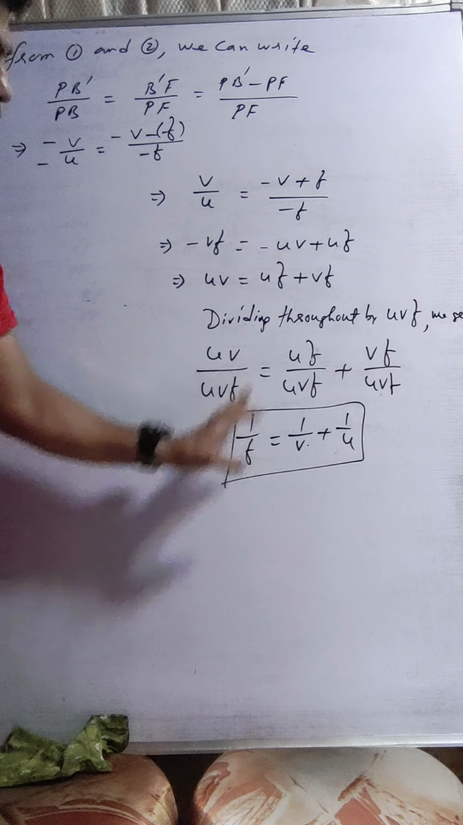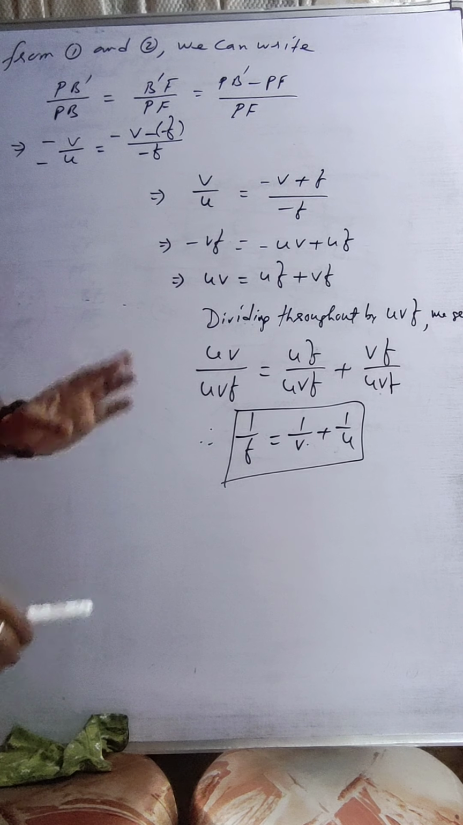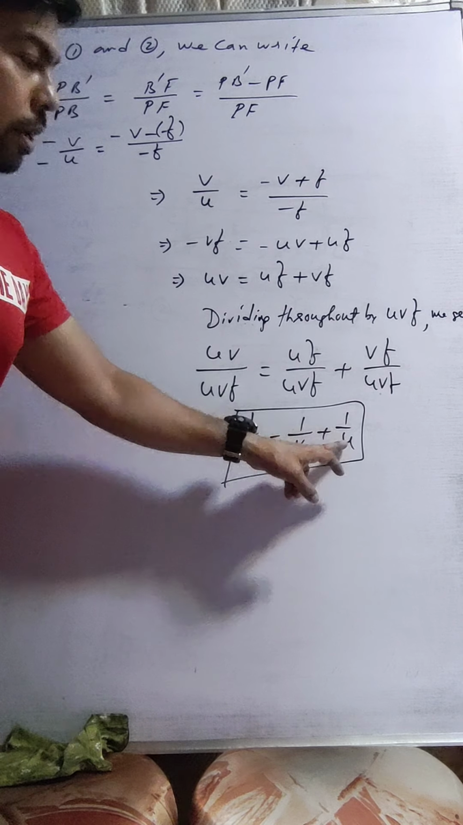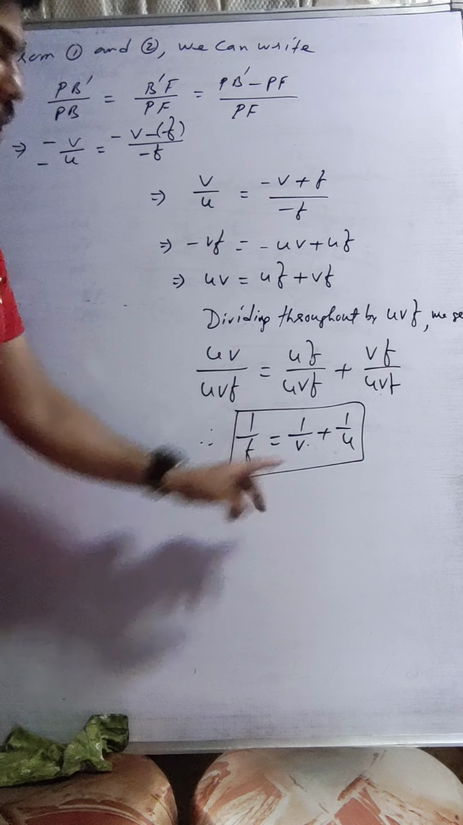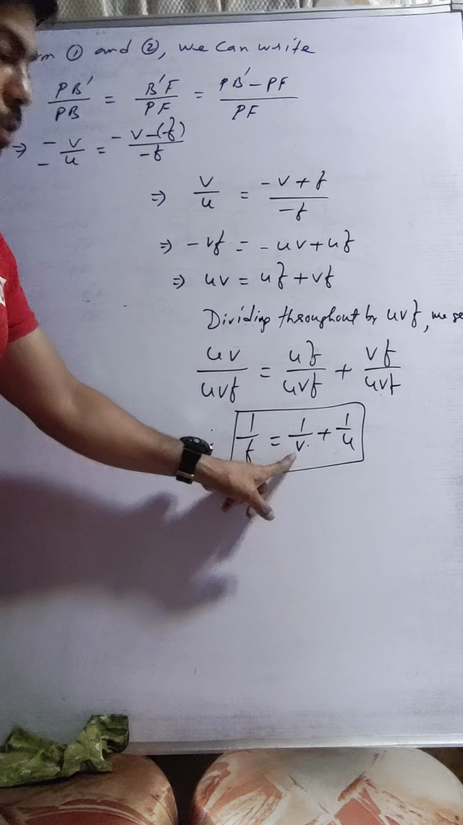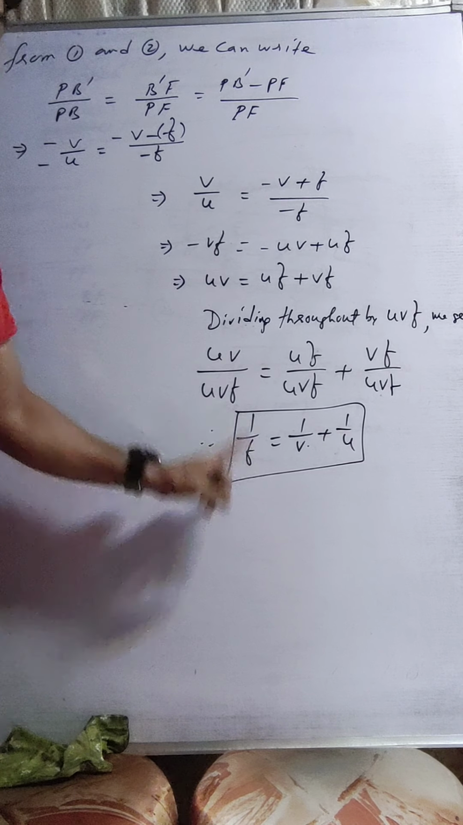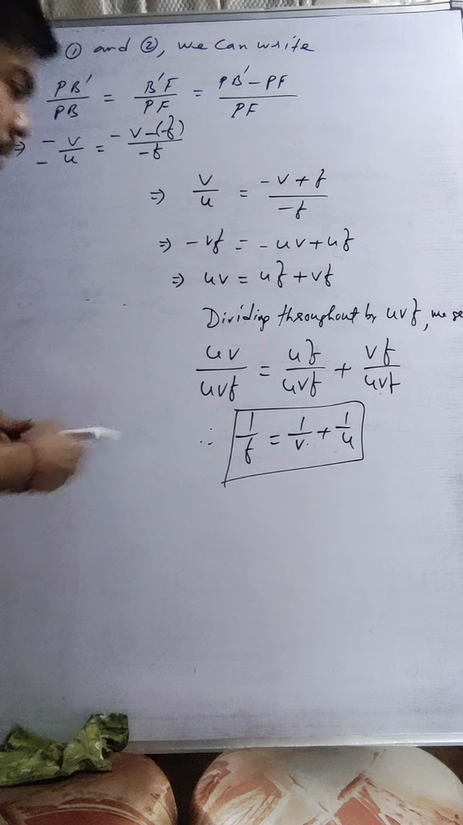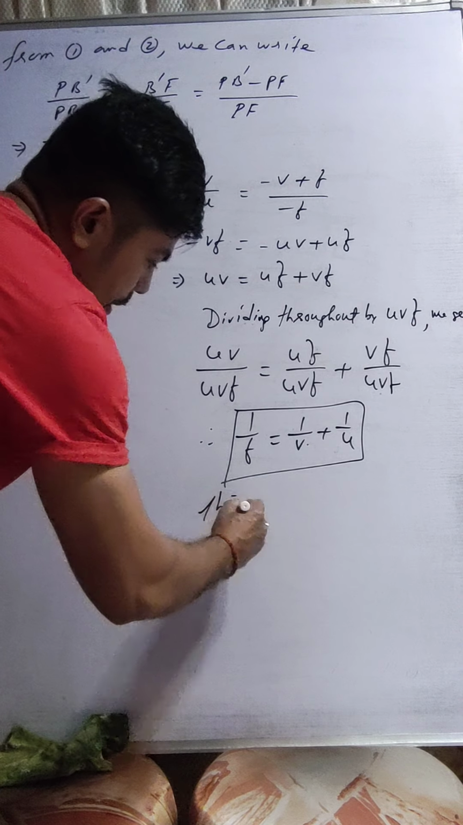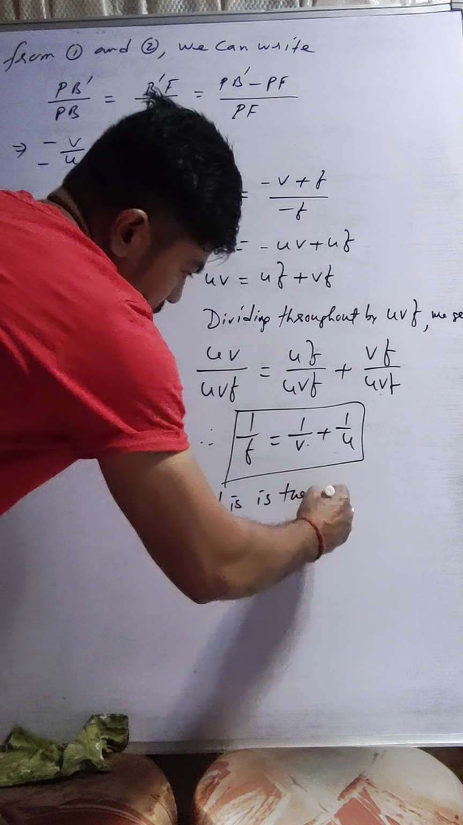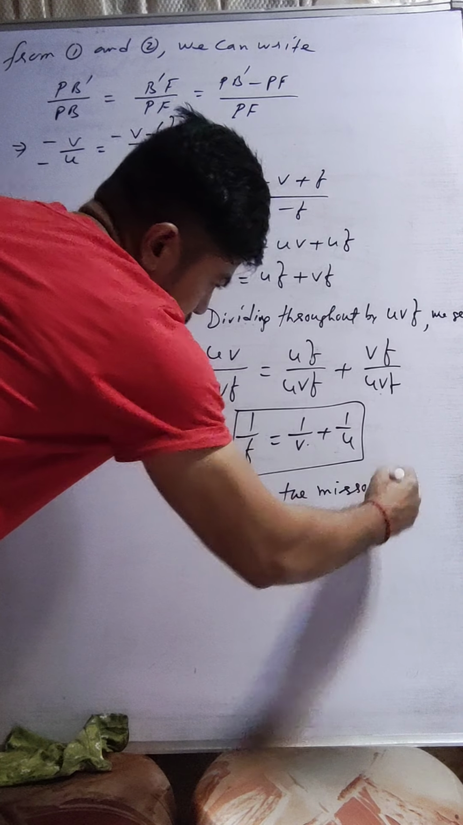of the mirror, and this is called the mirror formula. So what is the mirror formula? Relation between U, V and F. What is U? Object distance. What is V? Image distance. What is F? Focal length of the spherical mirror. This is the mirror formula.